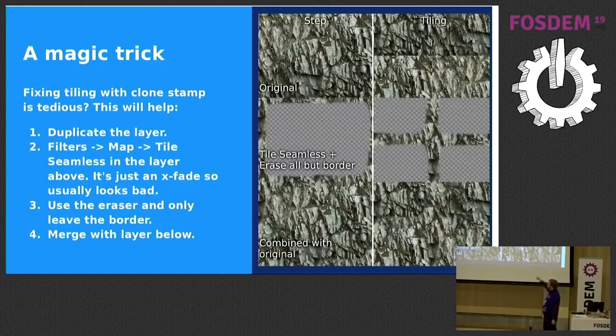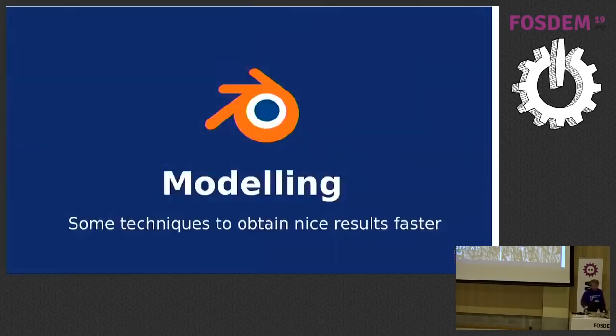So what I do is, on this above layer, I make it tile seamlessly with that effect, but then I just use the eraser and erase everything but the border. I just leave the border, and then I merge it down to the layer below. And you can see at the right, it looks fantastic. This is, in my opinion, the best way to tile textures. It's effortless. It could be done with a script if you want, automatically. It looks really well. So this is just a small technique you can use, and you can check back on the presentation later online. This is really good for tiling textures. So then we're going to modeling.